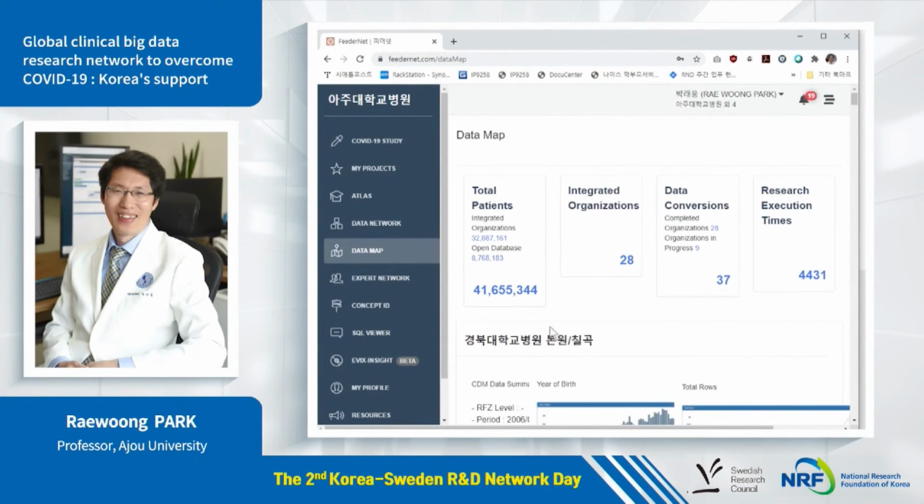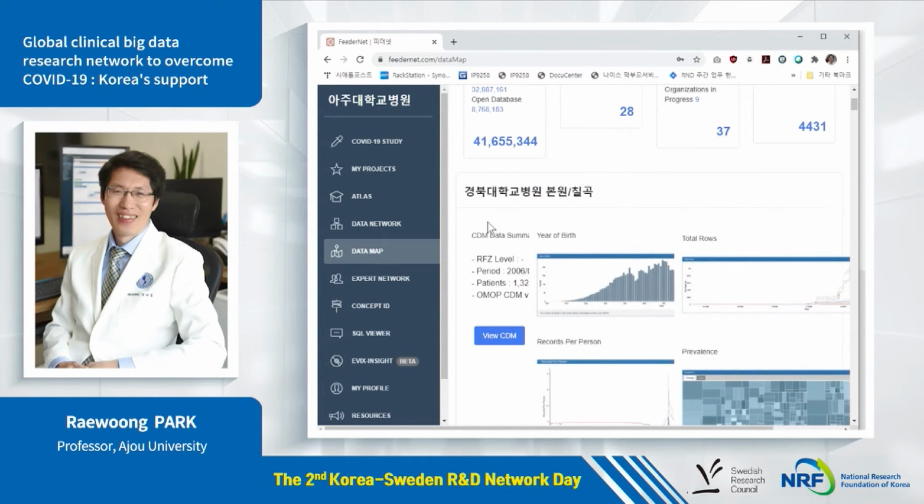As you see, now there are 41 million patients' data in CDM format, and now 28 hospitals' CDM servers are integrated with this network. About 9 hospitals are in their conversion process, and now more than 4,400 studies are in process or done in our network.